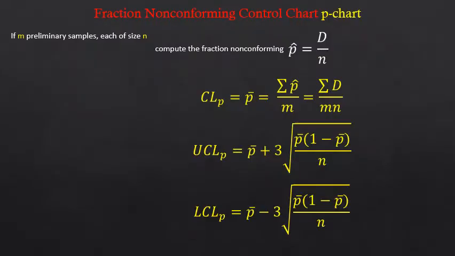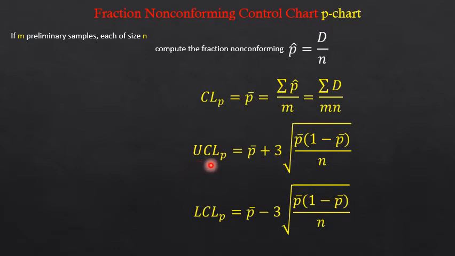The formulas we are going to use for the fraction non-conforming chart, or P chart, are these. If there are m preliminary samples, each of size n, which is given in the question, first we calculate the fraction non-conforming, that is p cap equal to d by n. After that, the center line is p bar, which we can calculate by either this formula, summation p cap divided by m preliminary samples, or by this formula, summation d divided by m multiplied by n.